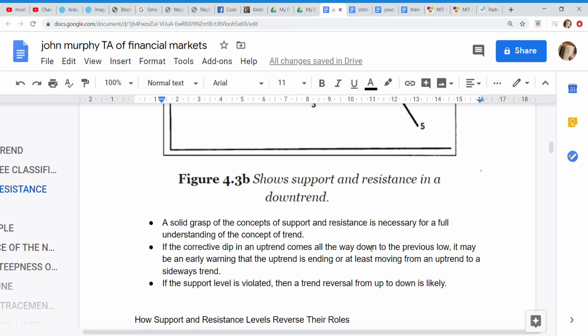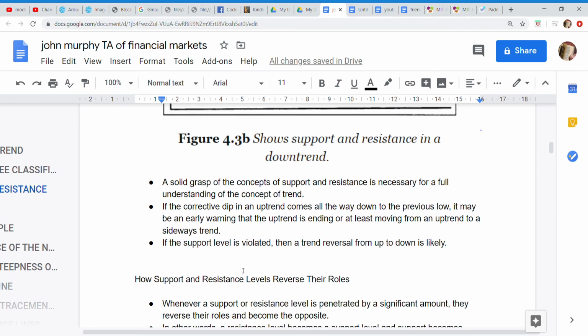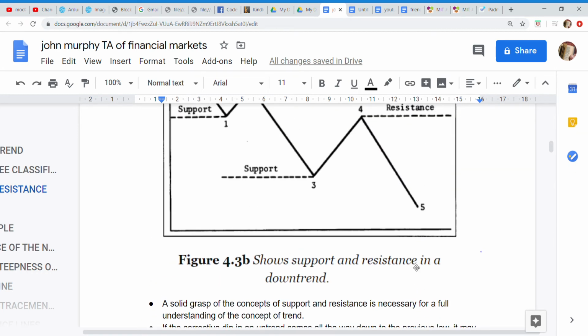A solid grasp of the concept of support and resistance is necessary for a full understanding of the concept of a trend. If a corrective dip in an uptrend comes all the way down to the previous low, it may be an early warning that the uptrend is ending, or at least moving from an uptrend to a sideways trend. If the support level is violated, then a trend reversal from up to down is likely.